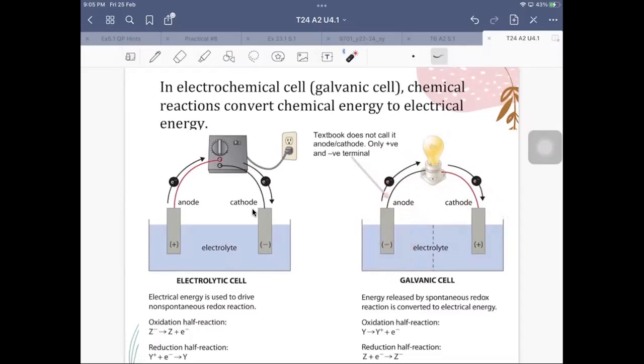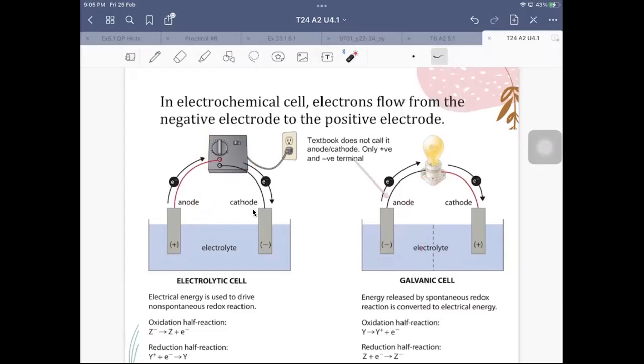So that's the difference. This is why we say in electrolysis, we convert electrical energy to chemical energy. Chemical energy is when you have chemical reactions happening. Whereas in an electrochemical cell, you've got chemical energy being converted to electrical energy. Another difference is also in the flow of electrons.